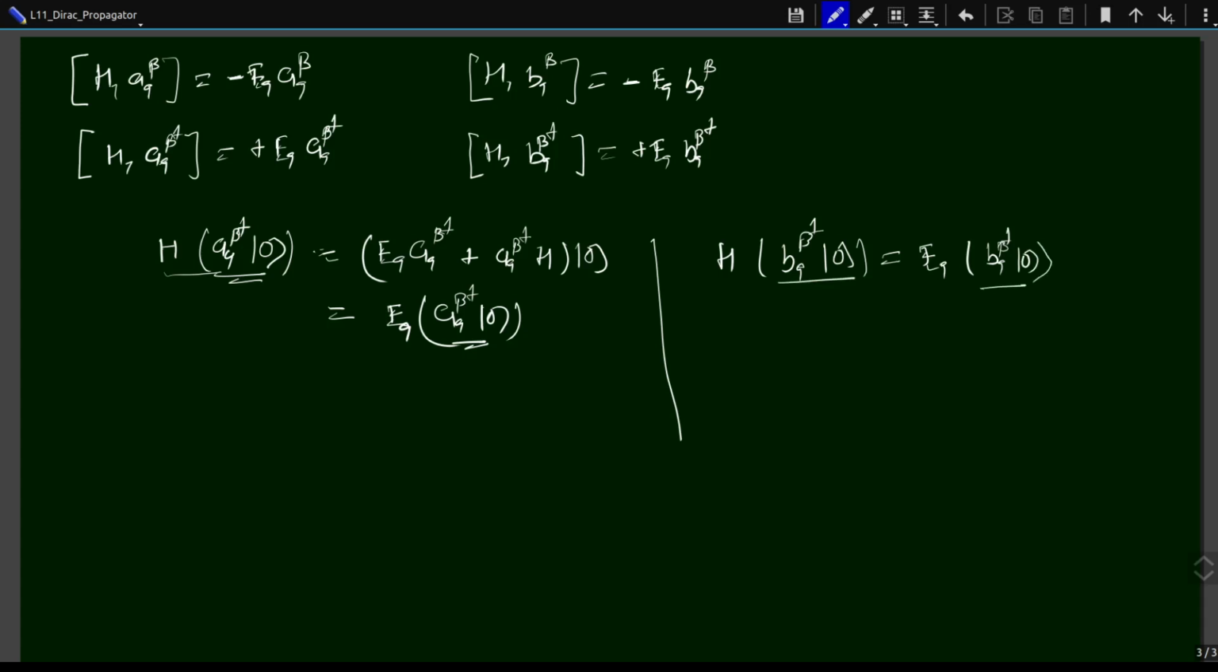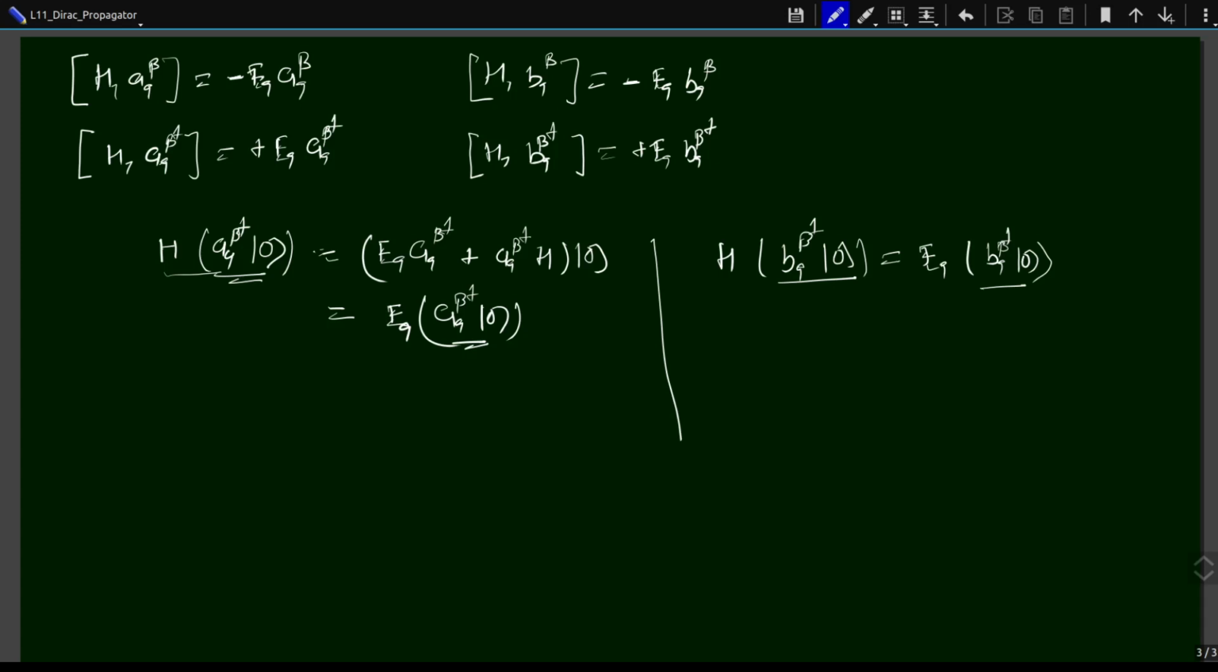Whatever state is generated by raising the vacuum using b_q^β dagger, that one particle or one antiparticle state also has positive energy. That's the important thing to know: an antiparticle also requires a certain amount of energy to be created. That was a very important step for choosing the anti-commutators between a and b, and it guaranteed that my so-called negative energy solutions are actually the positive energy solutions of the Hamiltonian. My v spinor is actually a positive energy excitation from the vacuum.